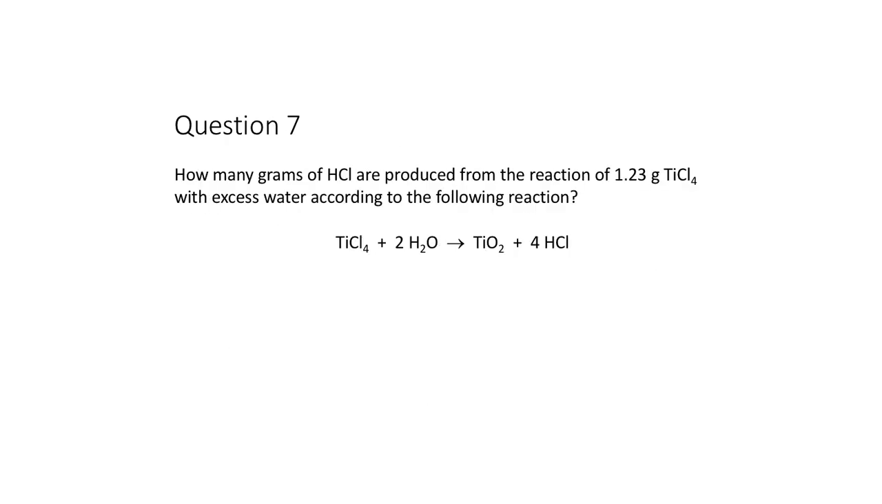Question 7, how many grams of HCl are produced from this reaction here? 1.23 grams of TiCl4 with excess water. So we're reacting this, we're told, with an excess of water to produce TiO2 and HCl. How many grams of HCl are produced from the reaction of 1.23 grams of titanium chloride? So this could be a BCA chart.